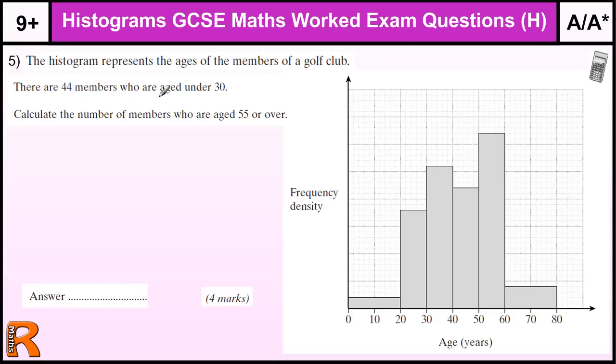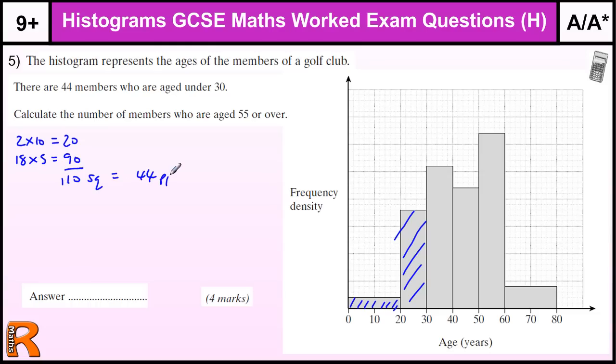We are told 44 members are aged under 30. So that's this section here and this here, under 30. That's equal to 44. So if we work out how many little squares are involved in this section, it's 2 squares high by 10. So 2 times 10, which is 20 squares. And then this section here, 5, 10, 15, 16, 17, 18. 18 squares by 5 wide. So that's 90. So we've got 110 squares is equal to 44 people.